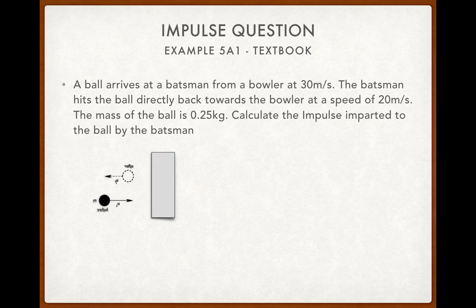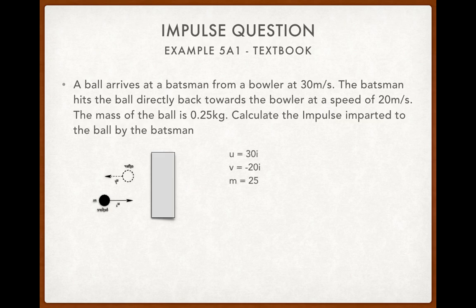So I'm going to say it's something like that. The black one there is the velocity before it hits the bat. I'm representing the bat with the rectangle. So in i j form, the initial velocity will be 30i. It experiences an impulse when it hits the bat, and then afterwards it'll have a velocity of minus 20i. So there are my quantities.